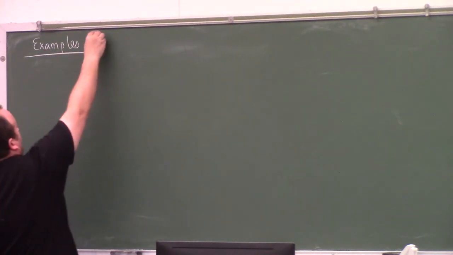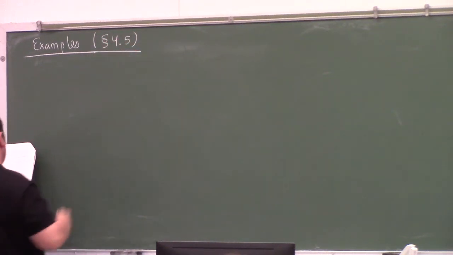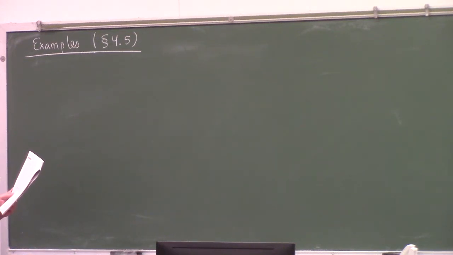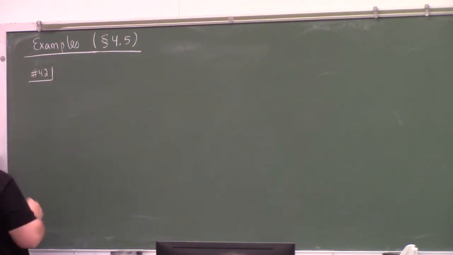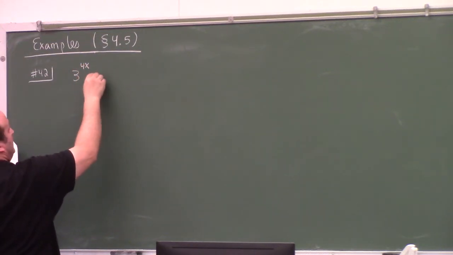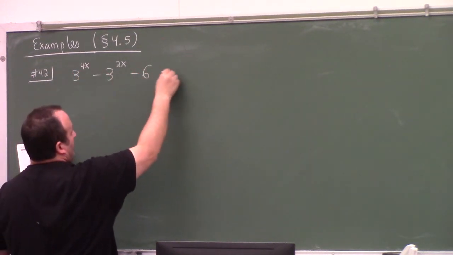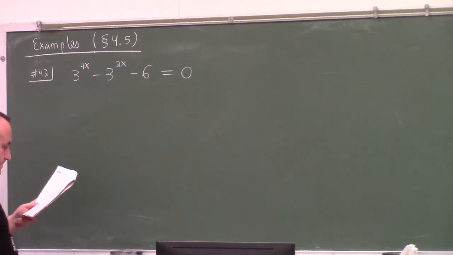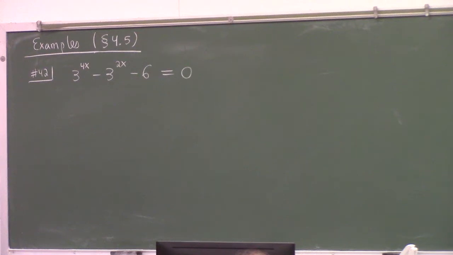So these are from section 4.5. Let me start with number 42. Here we're asked to solve 3 to the 4x minus 3 to the 2x minus 6 equal to 0. Just to let you know where we're going, we're going to be solving a bunch of equations from section 4.5 today. And then if there's still time, we'll start talking about the old tests at the end, all right?